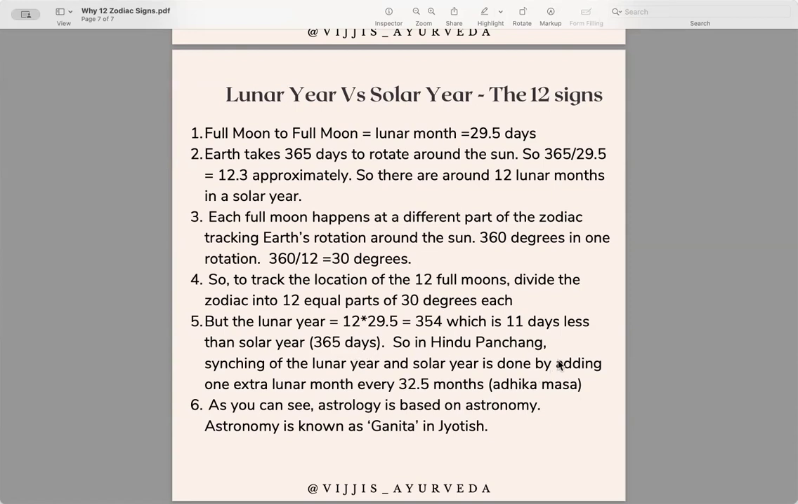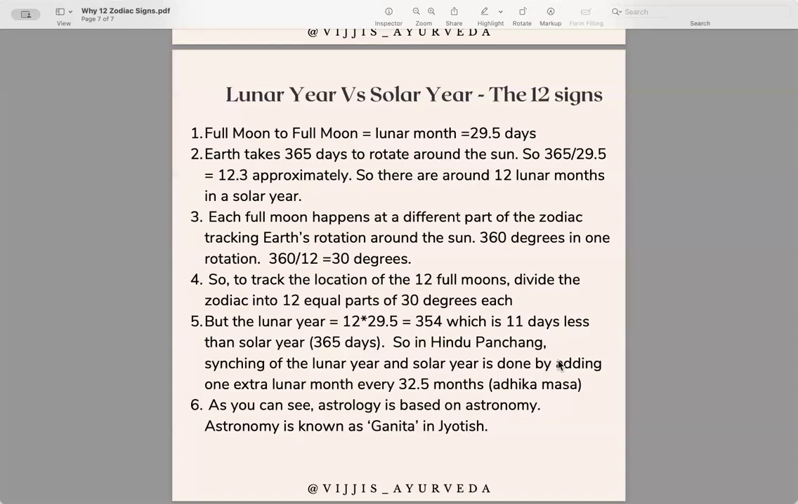So in Hindu Panchang, approximately every 32.5 months, one full lunar month is added, because in 1 year, it's out of sync by 11 days. In 2 years, it's 22 days. In 32.5 months, it's approximately 30 days out of sync. So 29.5 days is out of sync. So every 32.5 months, Hindu Panchang adds an extra lunar month with the same name as the next month, to sync the lunar year with the solar year, so that this calculation can go indefinitely. This concept is known as Adhika Masa. You can think of it as like a leap month.